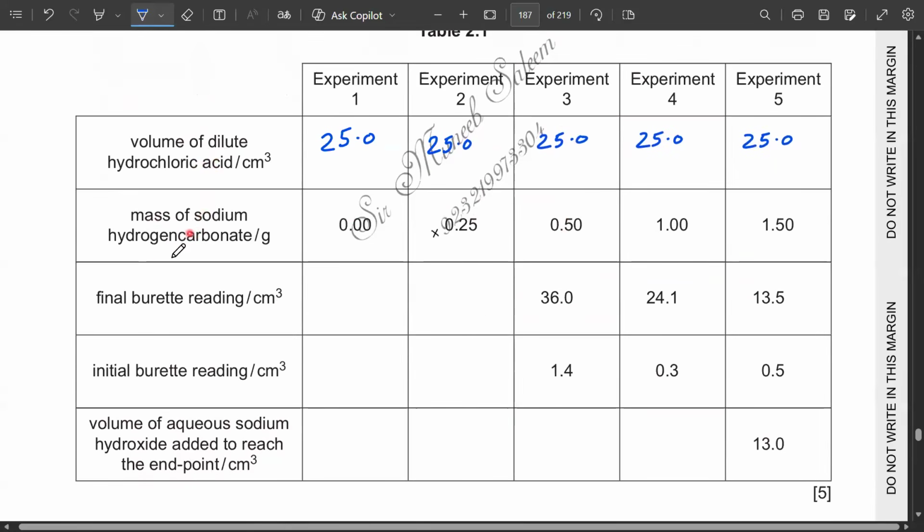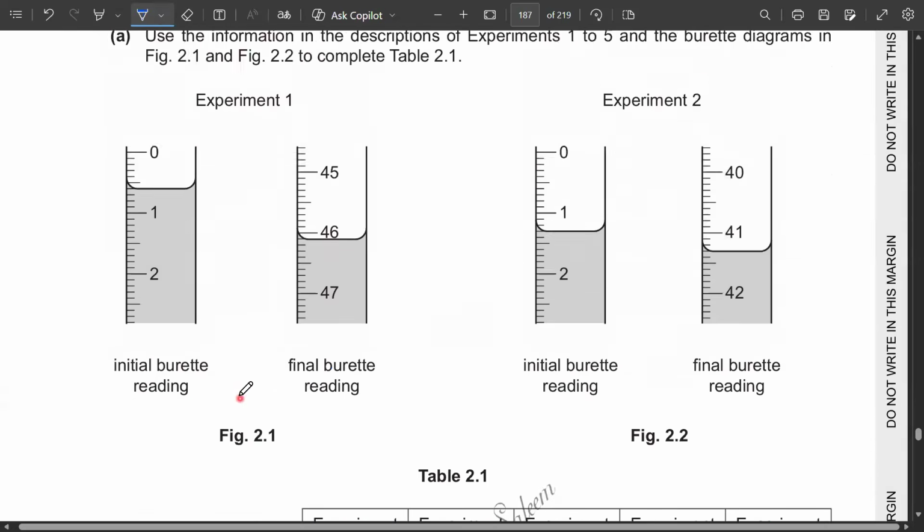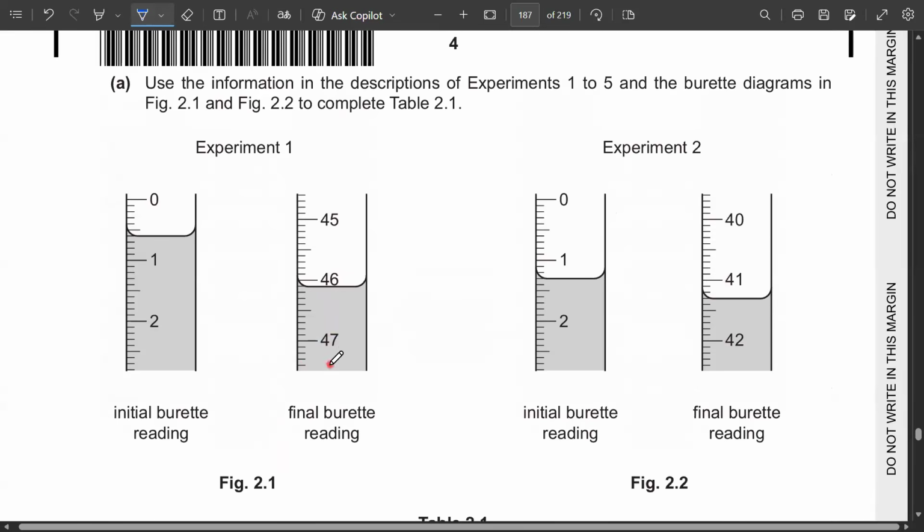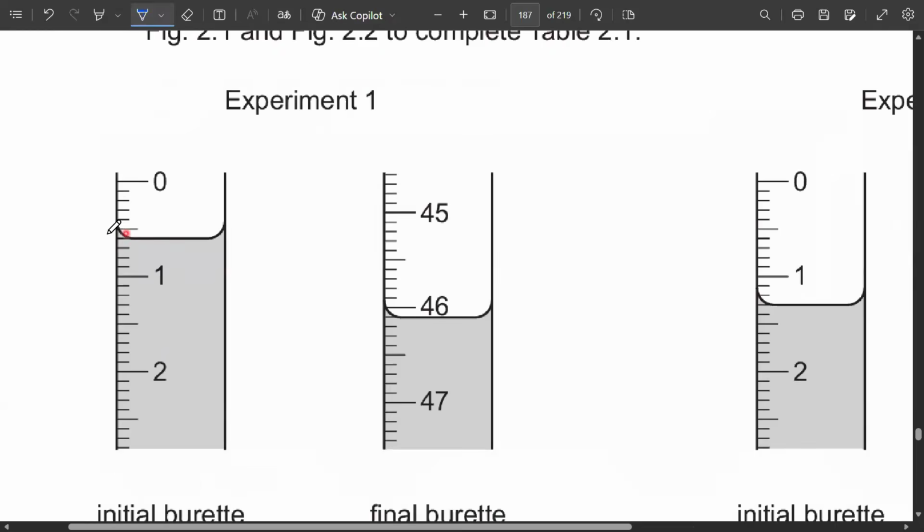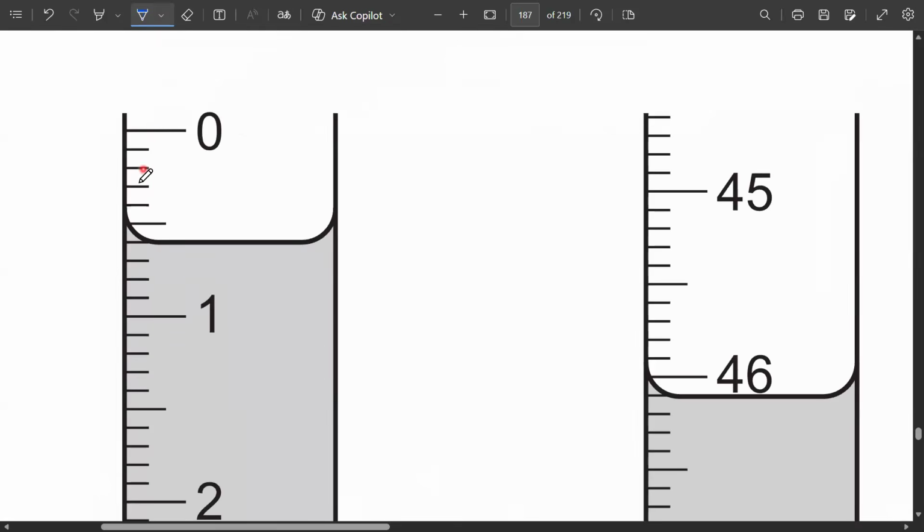Then we have the next column, final burette reading. Now we will use the diagrams here. You have already performed such diagrams before. We need to place the values in the table. Initial burette reading, this is for experiment 1, initial and final. So the initial value for experiment 1 is, if we look at here, this is 0, 1, 2, 3, 4, 5, 5 cm cube, 0.5. This is 0, this is 0.1, then 0.2, and so on. So this value becomes 0.6.